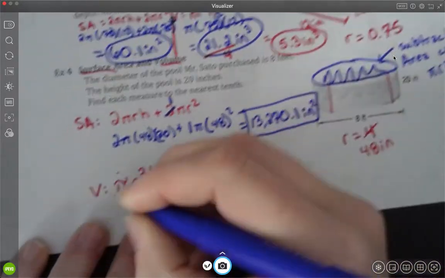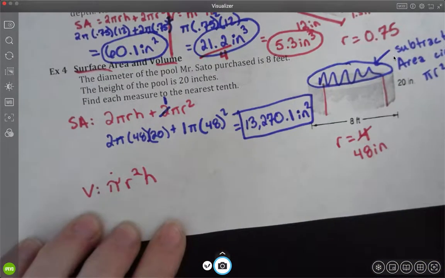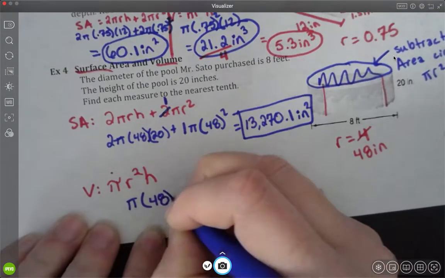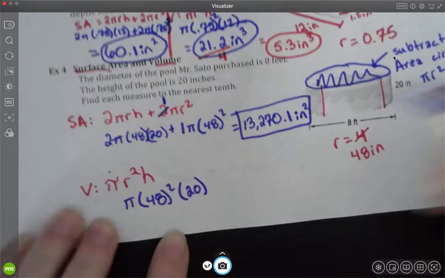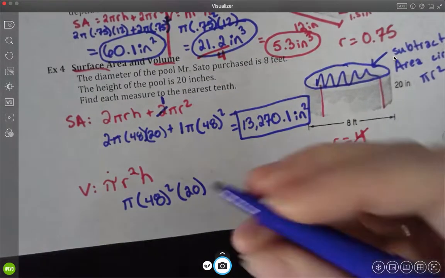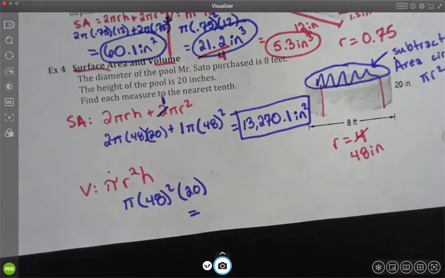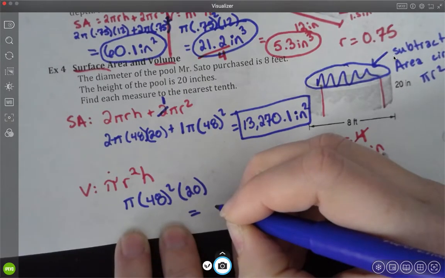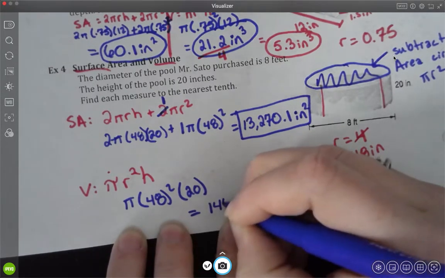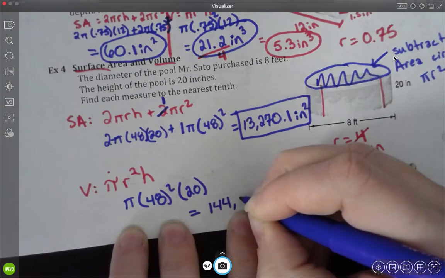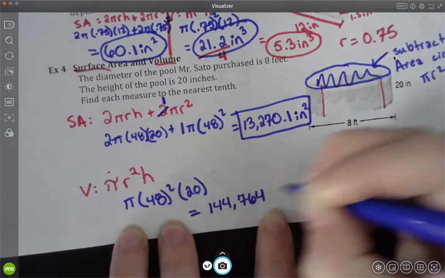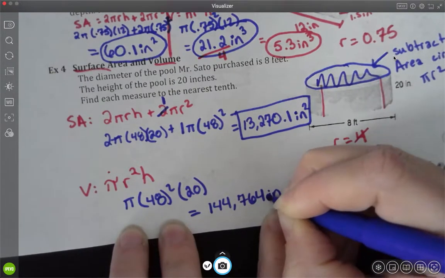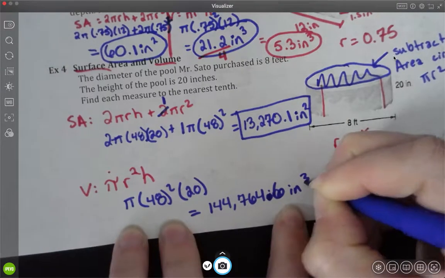Now, volume. He's going to hold the same amount of water regardless of whether he has a top on him or not. So pi times radius, 48, squared, times height, 20. Okay. So what is that going to be? 764? Is that what you said? 764 inches. Oh, 0.6? 0.6 inches cubed? Is that what you got, McLean?